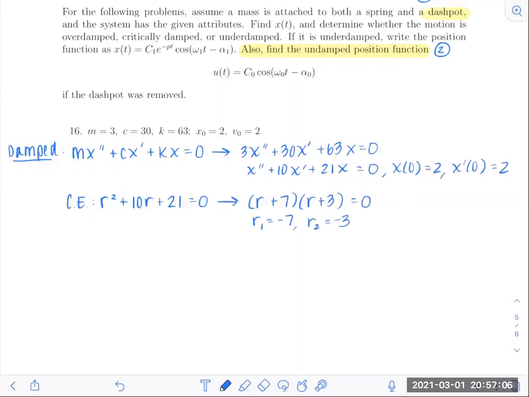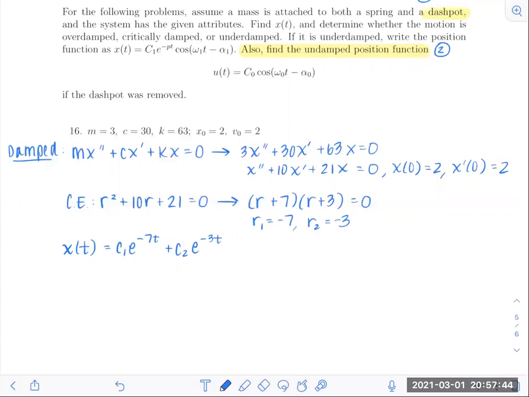So we know how to set up our solution according to the real and distinct roots. That's going to be C1 e to the -7t plus C2 e to the -3t. And you'll notice that they mentioned in the problem statement to determine whether the motion is overdamped, critically damped, or underdamped. What I always say is, I don't give a damp if you know the terms for those. I'm not particularly concerned whether you know which is which. I want you to be able to solve it.